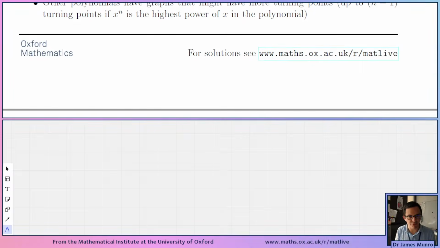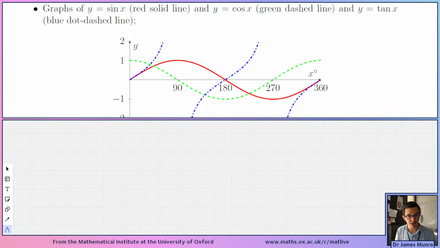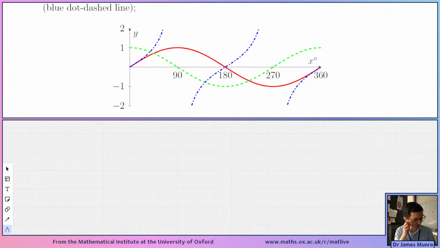Sketching polynomials is the sort of thing that we practiced back on the polynomial sheet. I've got a picture here of cos and sine and tan. It's not my best picture of tan, I think. I've really zoomed in to show you sine and cos, varying like that. Tan, of course, gets very large near 90 degrees, because being sine over cos, as cos gets close to 0, that fraction gets very large.